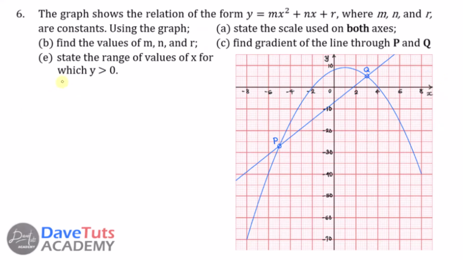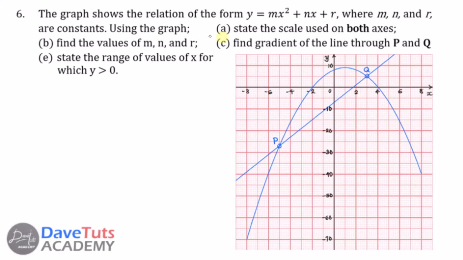Now this question is going to be quite interesting, because students, this is not just going to be testing your understanding of being able to work on graph. You need to really understand how graphs are being plotted and the features that you are going to be seeing on the graph. So let's look at this question together. So we are told that this particular graph is showing the relation of the form y is mx squared plus nx plus r, where m, n and r, they are constant.